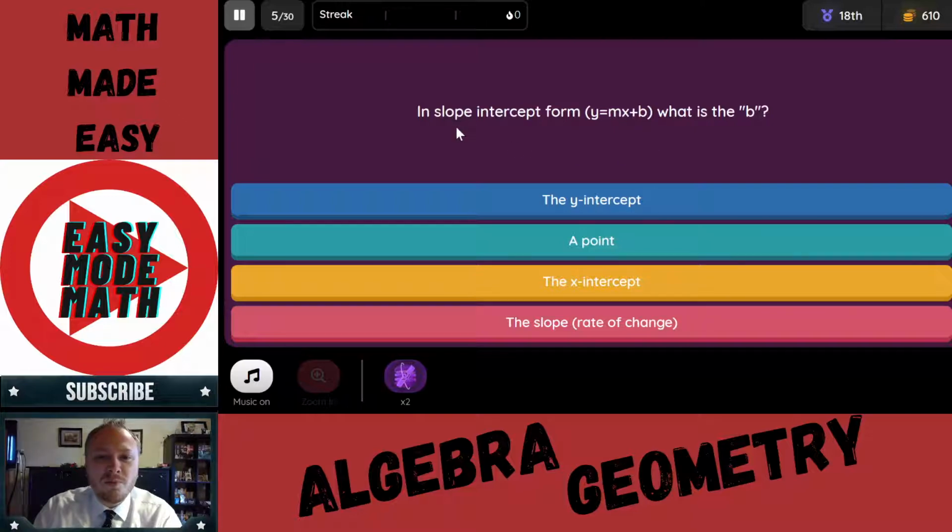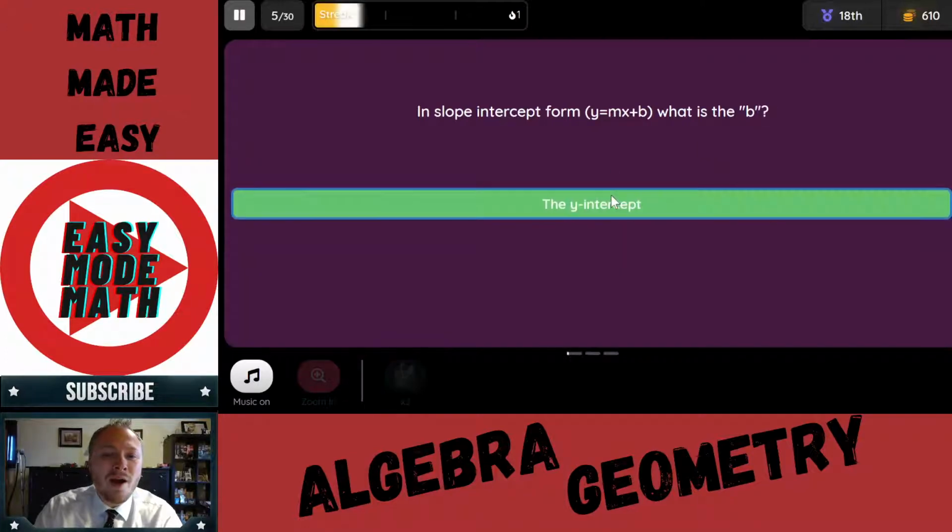In slope-intercept form, y equals mx plus b, what does the b stand for? What is the b? Is it the y-intercept? Is it a point? Is it the x-intercept or the slope rate of change? Well, guys, you should definitely know this one. In y equals mx plus b, b is the y-intercept.